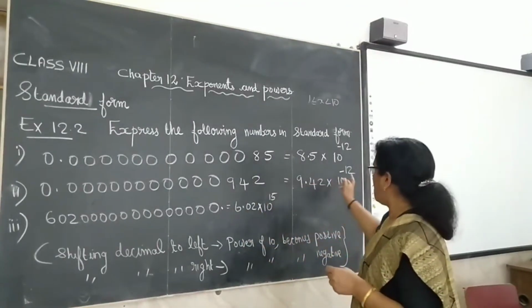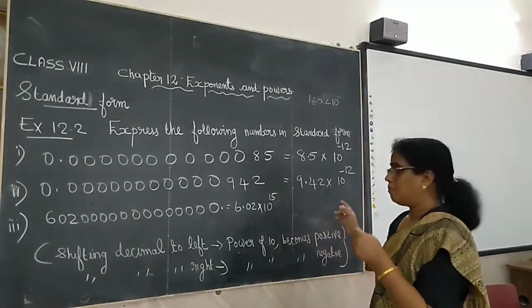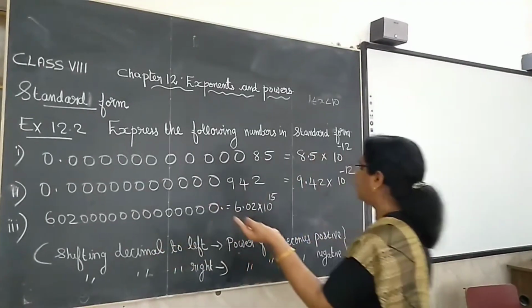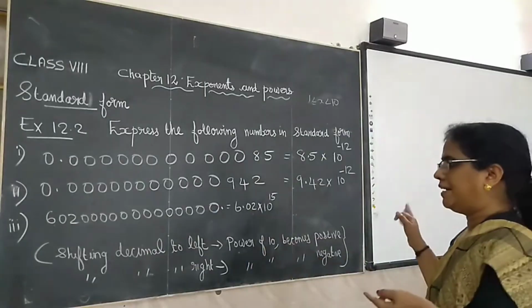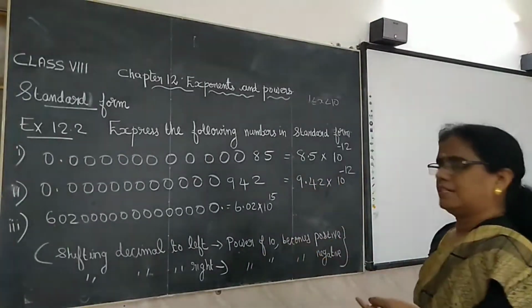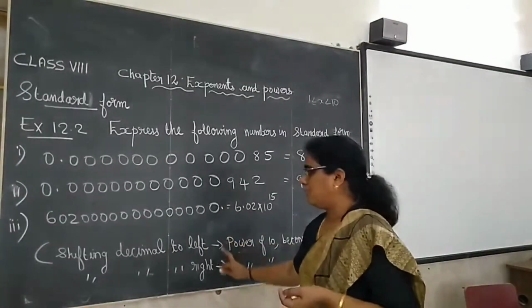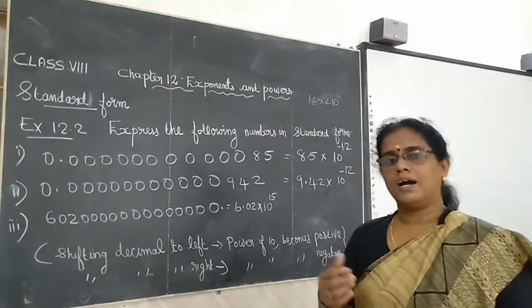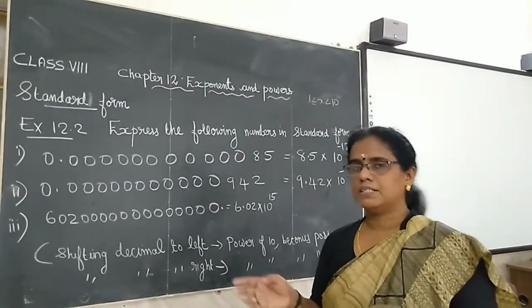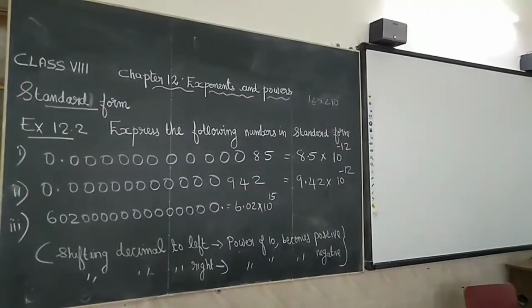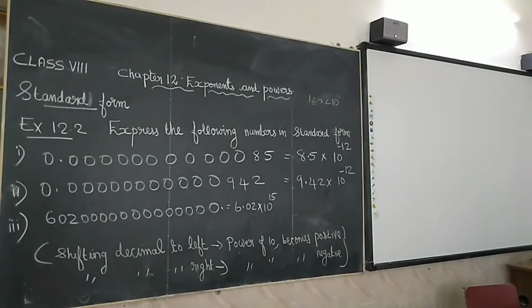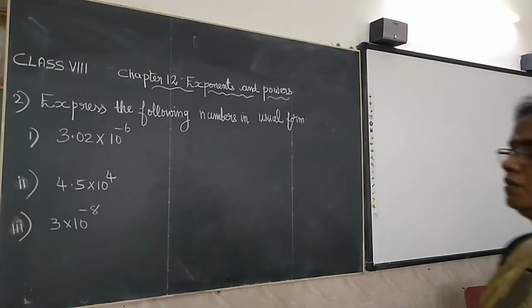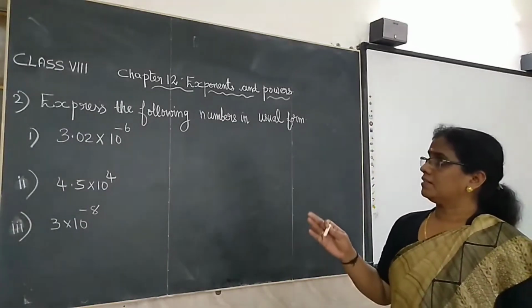And the second part is a power of 10. Power of 10 is positive when you are shifting to the left side, and power of 10 is negative when you are moving to the right side. These are the things you have to keep in mind when you write in standard form. I hope all of you understood this. Do practice at home. Now, the next question we can discuss.